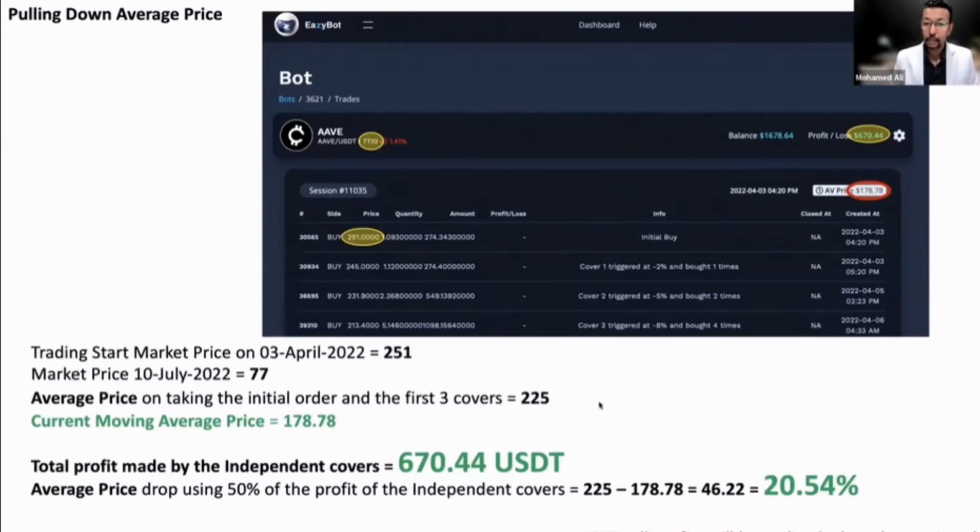And as the market continues dropping or fluctuating, it's going to keep pulling down the average price until eventually the average price meets the current market price at any point in time, plus 1.5%, and closes the whole cycle, realizes the whole profit, and starts all over again at that point of the market. So this is about pulling down the average price.